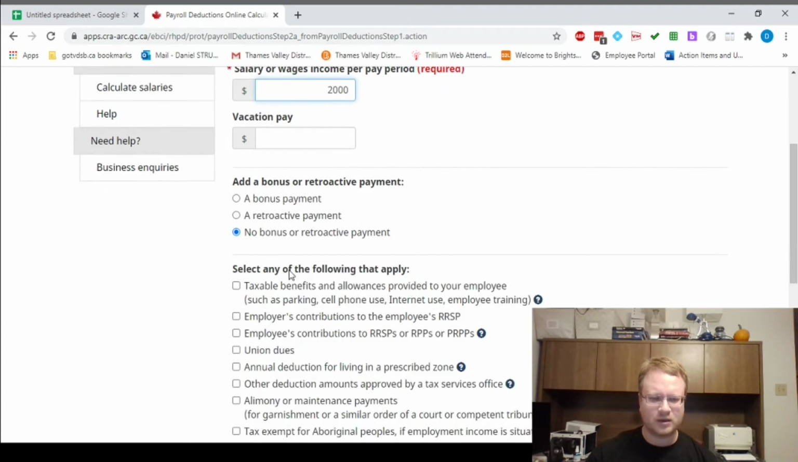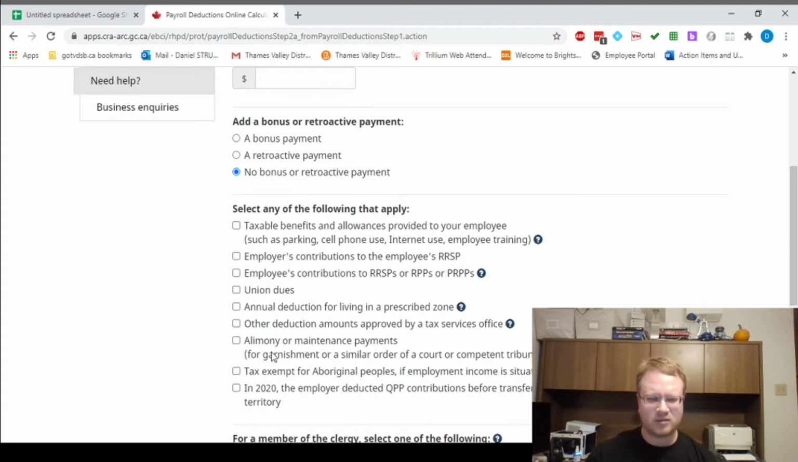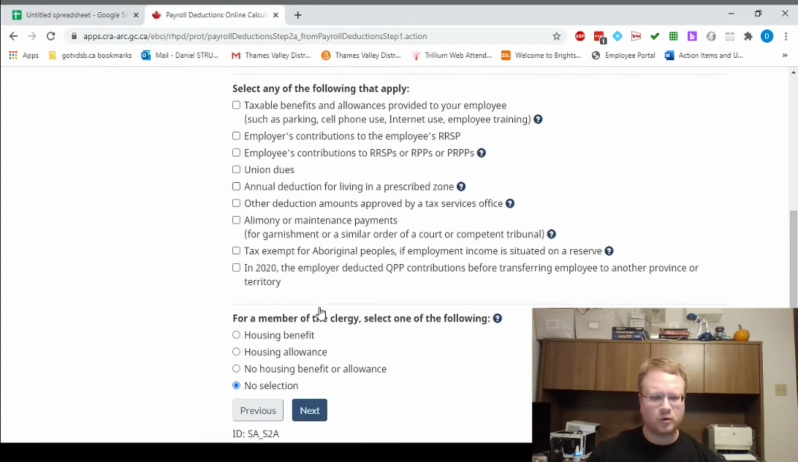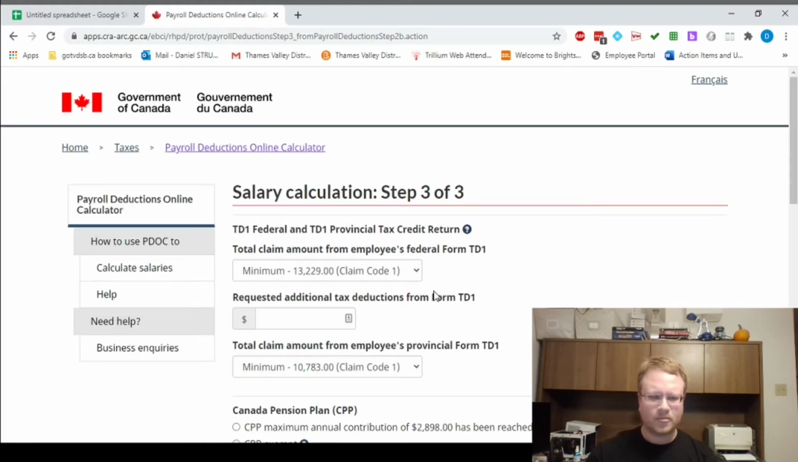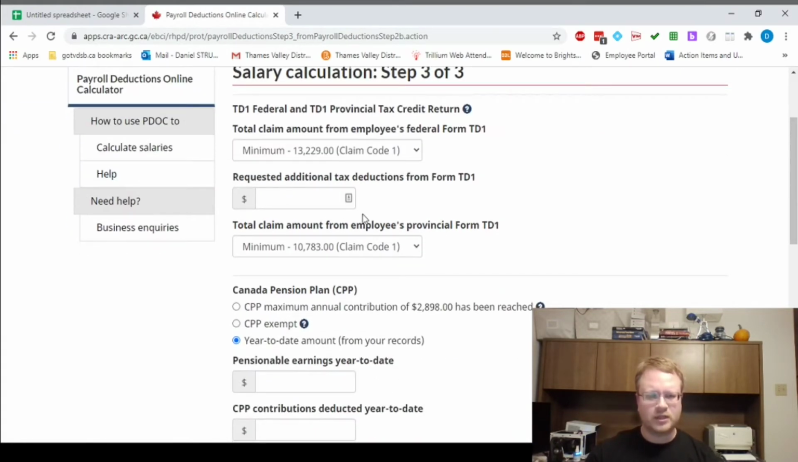Don't change anything here. Don't worry about bonus or retroactive pay. Don't select any of these special conditions. In the future, if you're using this for real, some of these may apply, but for our example right now, just don't worry about it. Scroll down. We're not a member of the clergy. Don't worry about it. Just click next. All right, once again, we don't need to change anything here. Leave all the default amounts.